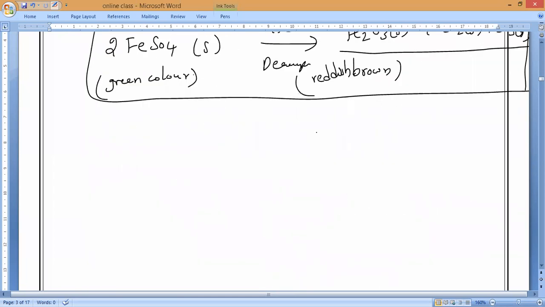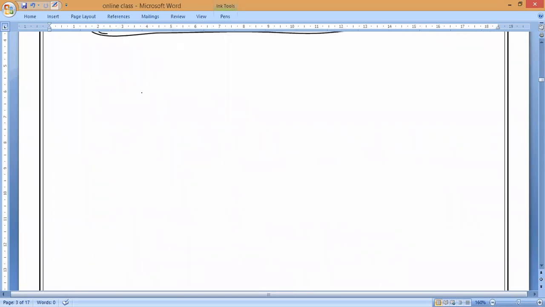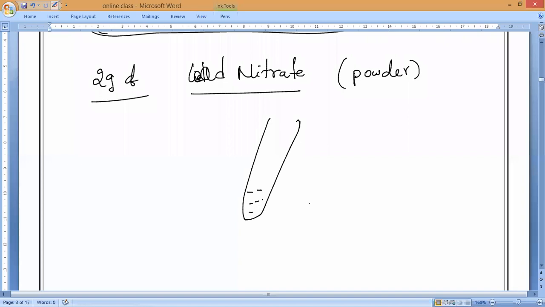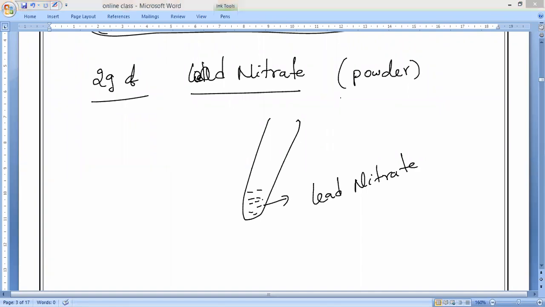Next equation. This is the second equation. So instead of ferrous sulfate, if we take the same 2 grams of lead nitrate. Can anybody tell me the lead nitrate formula? Lead nitrate. It is actually in powder state. So if you take 2 grams of lead nitrate in the same boiling tube, this is called lead nitrate. What is the formula of lead nitrate? Laksha, Ishali, PbNO3, wrong. You don't know, guys?